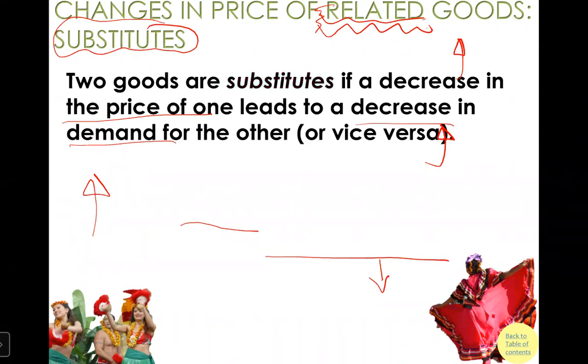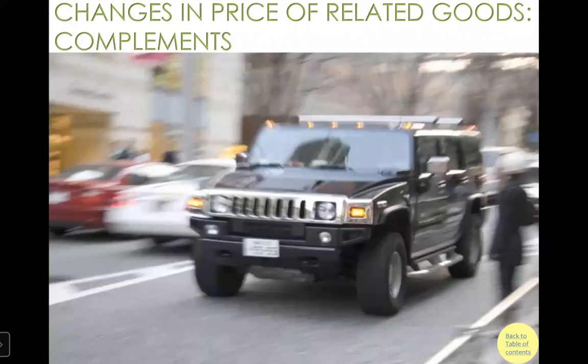Again, the best way to understand or to remember substitutes is to think about examples instead of memorizing the definition, right? So the best way to understand is examples. Now, besides substitutes, we will see goods called complements.